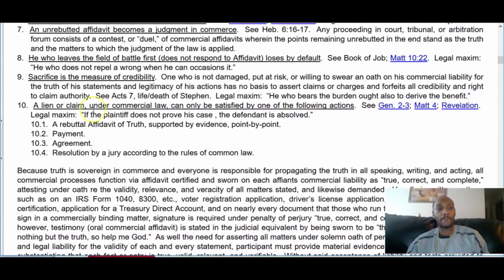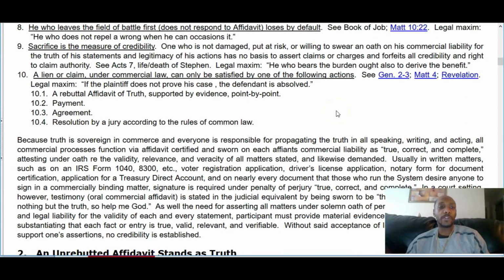Why is that? Because the truth is sovereign in commerce, and everyone is responsible for propagating the truth in all speaking, writing, and acting. All commercial processes function via affidavit, certified and sworn on each affiant's commercial liability to be true, correct, and complete.